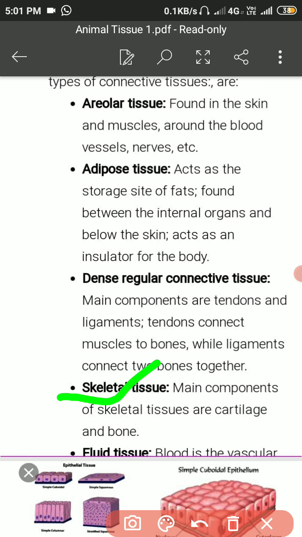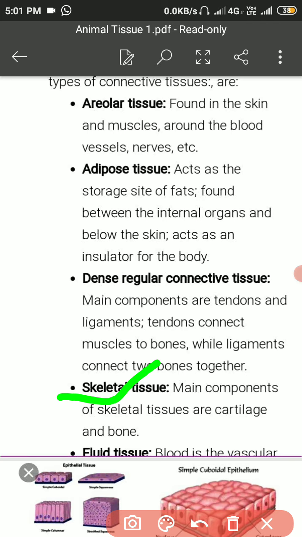The cartilage and bones are the skeletal tissue. Cartilage is the semi bone, while bone is the hard material. And cartilage and bones form different structures. Cartilage forms the nose and the external pinna, that is the ear, etc. That is made up of cartilage. Cartilage also plays an important role as the supporting material to the bone.